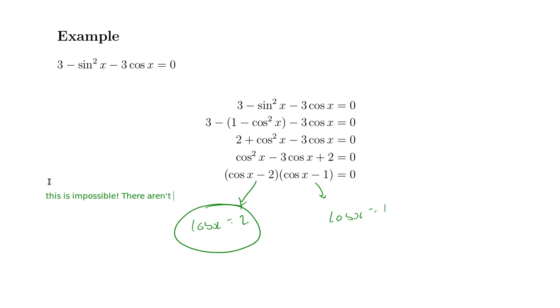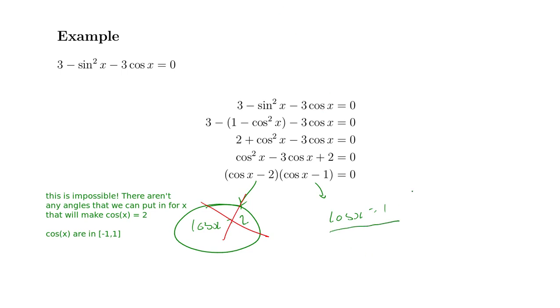There aren't any angles that we can put in for x that will make cosine x equal 2. That's because the outputs of cosine of x are in this interval. That's the range of our cosine function. So that's a little bit interesting to look for. What this means is that this solution we do not have to think about. That's an impossible task for us.